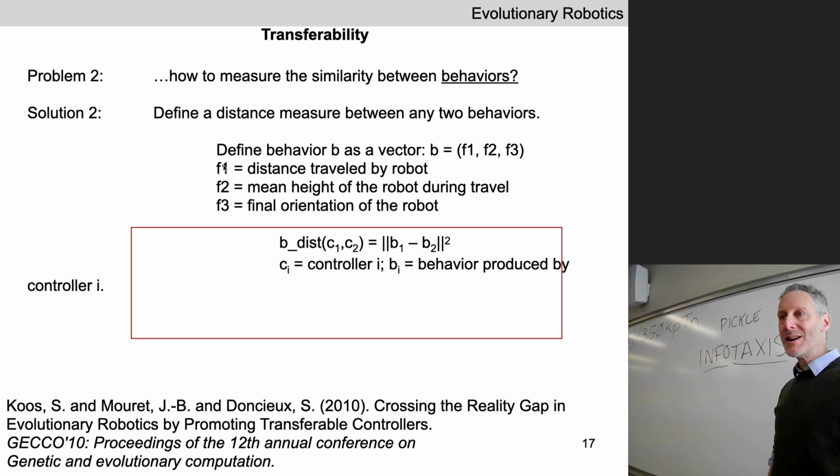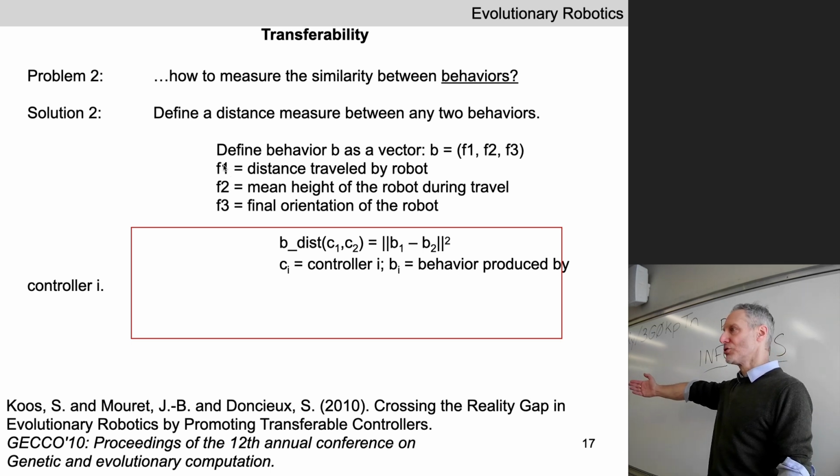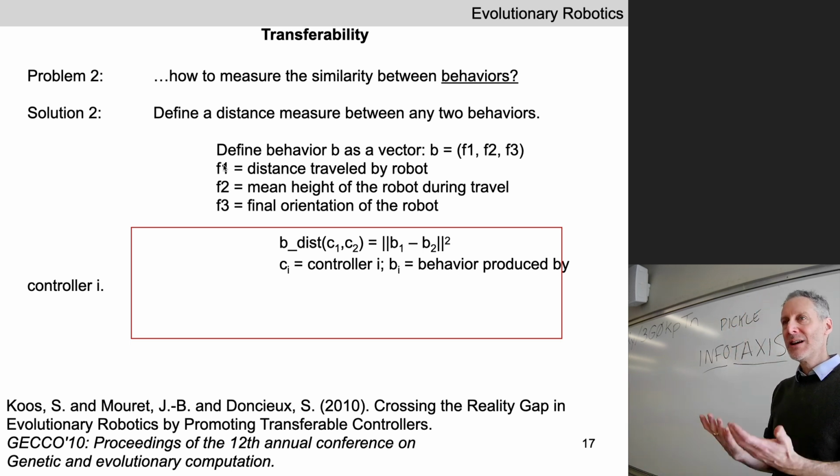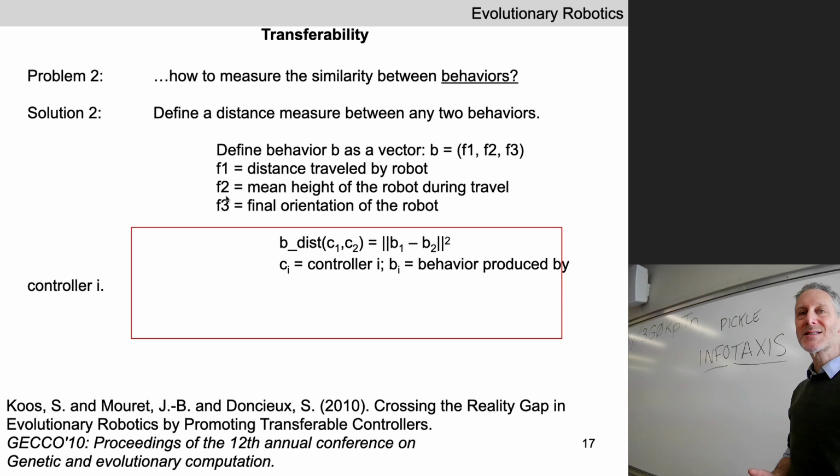If F1, feature 1, is 0, the robot doesn't go anywhere, yeah, it's probably going to transfer well to reality. But if F1 is non-zero, the robot traveled 2 meters forward, again, it depends. It's not enough. It's useful, so let's throw in some other features as well.